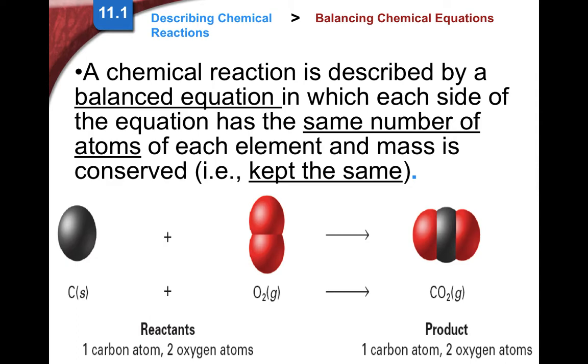So if you look at the reaction at the bottom, it shows one carbon atom on the left and one carbon atom on the right. It shows two oxygens on the left, two oxygens on the right. If any one of those numbers was off, it's not a balanced equation because you can't create or destroy atoms. So the mass has to be the same on the left and on the right.